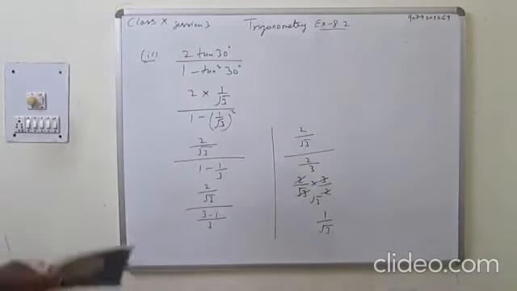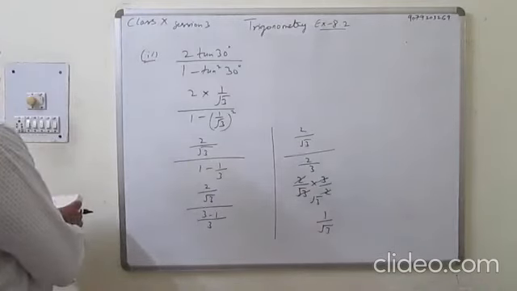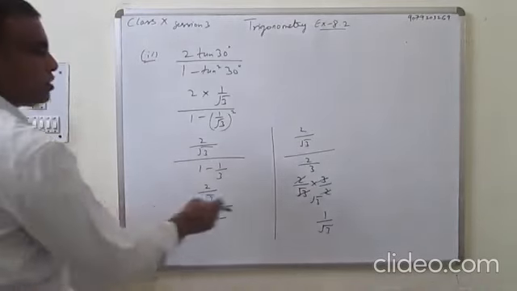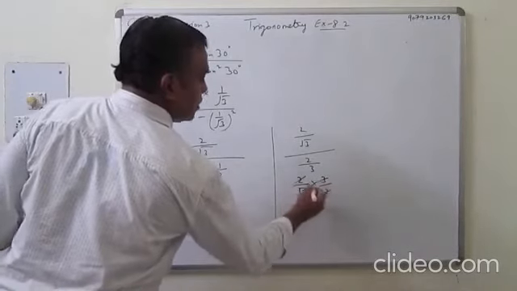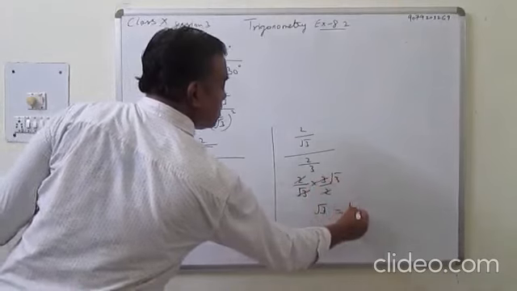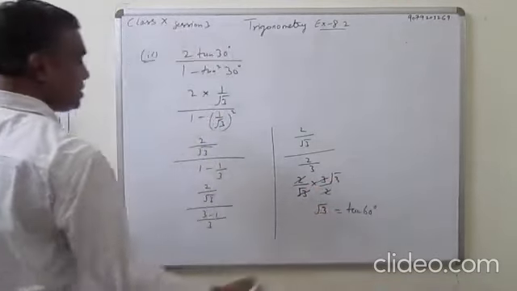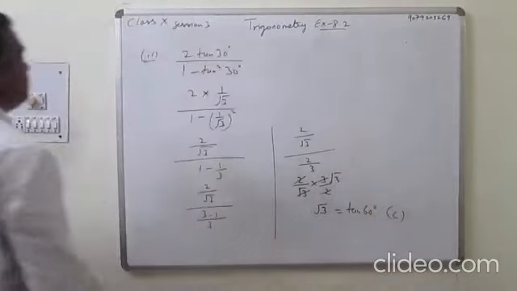The option is 1 upon root 3, which is tan 30. So it is root 3 upon... root 3 is tan 60 degree. That is option C.